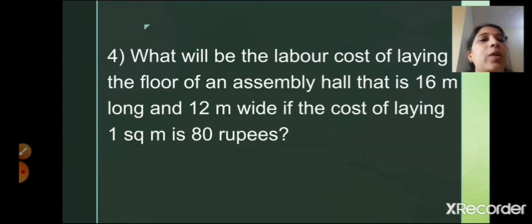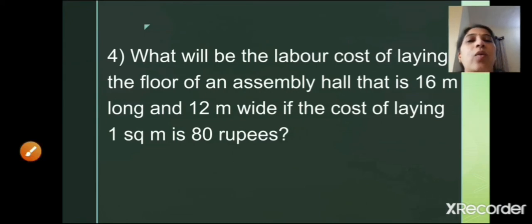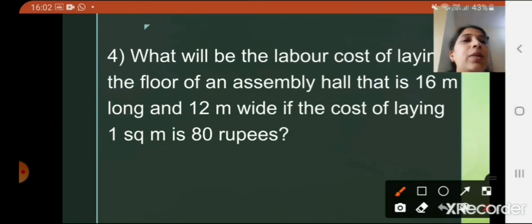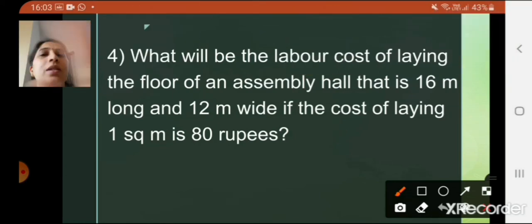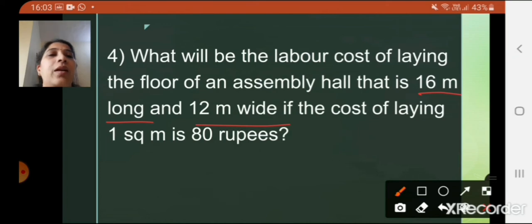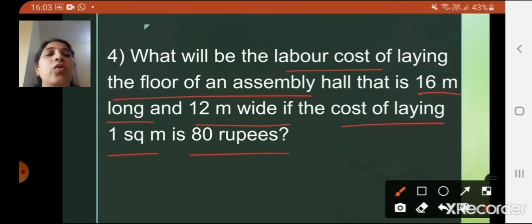What will be the labor cost of laying the floor of an assembly hall that is 16 meter long and 12 meter wide if the cost of laying 1 square meter is 80 rupees? Right? So what is given in the question? There is an assembly hall. That is how much it is? 16 meter long and 12 meter wide, right? So you have to find out the area of the rectangle, right? And they have given the cost of laying 1 square meter is 80 rupees. So you have to find out the labor cost of laying the floor of an assembly hall.